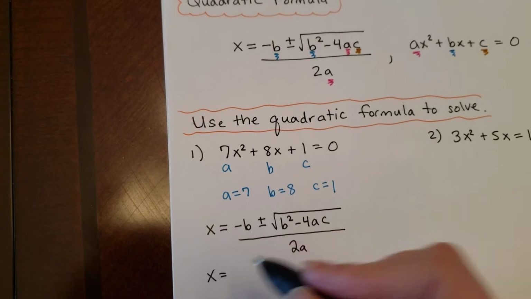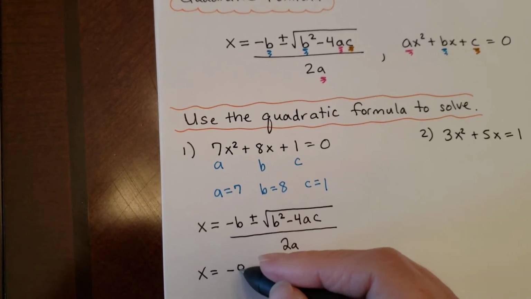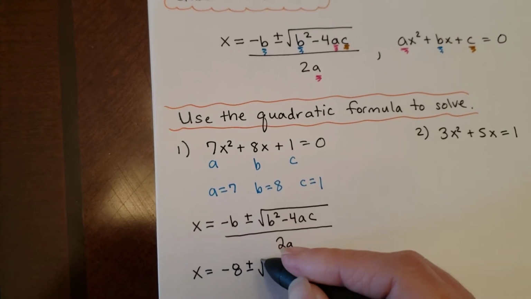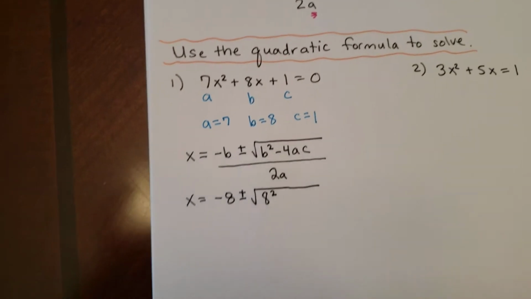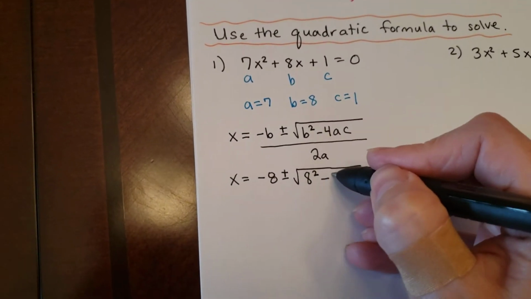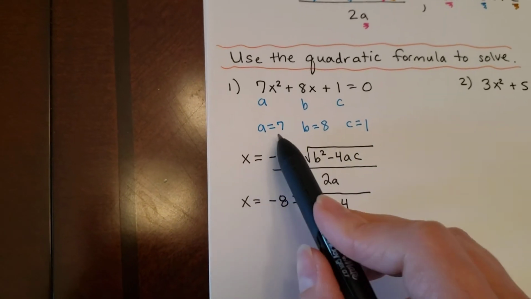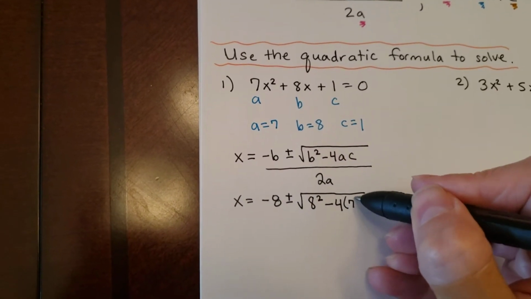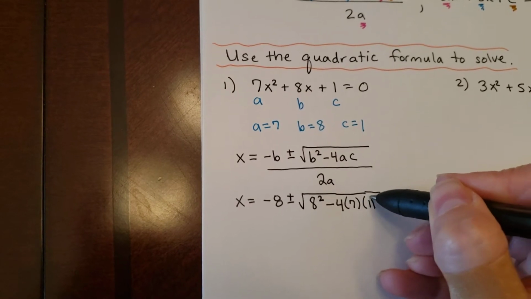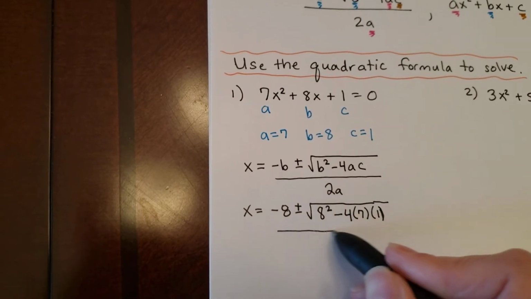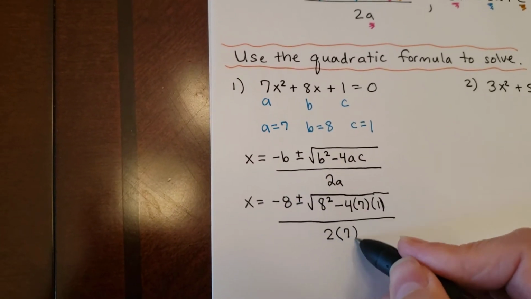So x equals, so 8 is b, so I want negative 8. So negative 8 plus or minus. Then you're going to square 8, so 8 squared. We'll do all the numbers in just a second. This minus 4 is part of the formula, so that will not ever change. Then a is 7, so times 7. And then c is 1, times 1. And then everything over 2 times a, but again, a is 7.